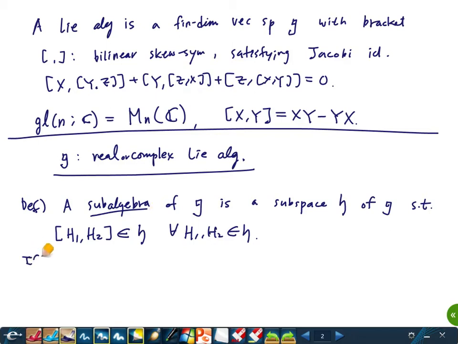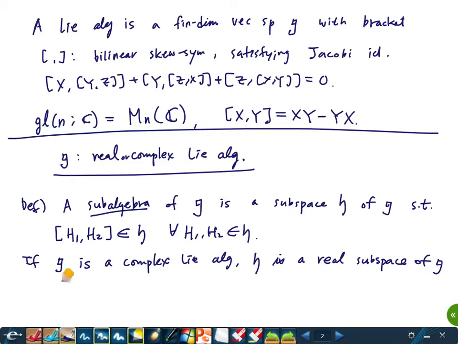And if G is a complex Lie algebra, and H is a real subspace of G closed under the bracket, let me call this the star condition, then we say that H is a real subalgebra of G.